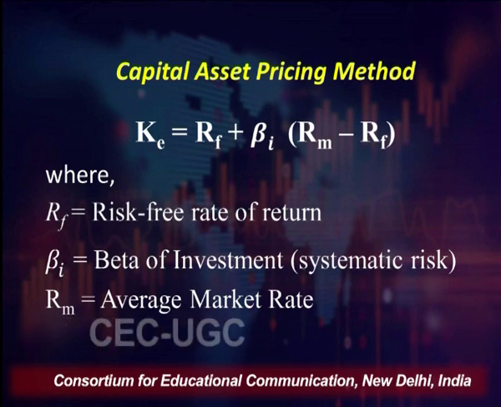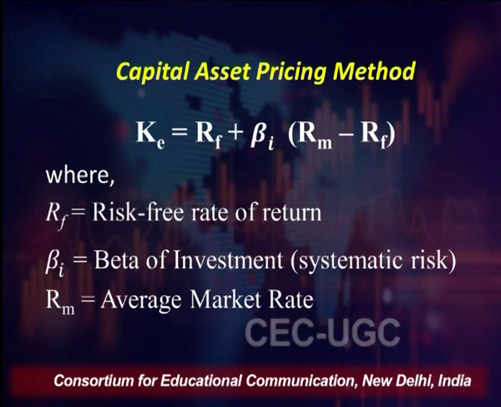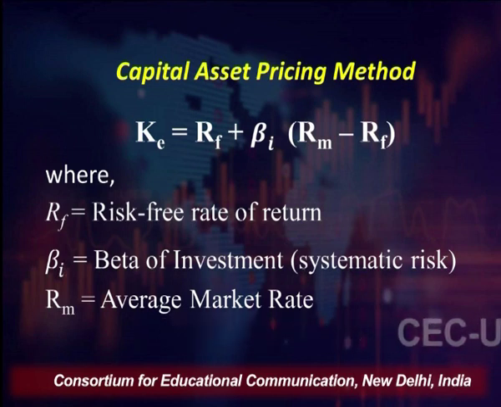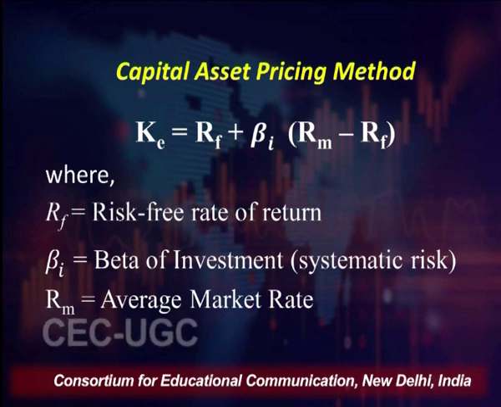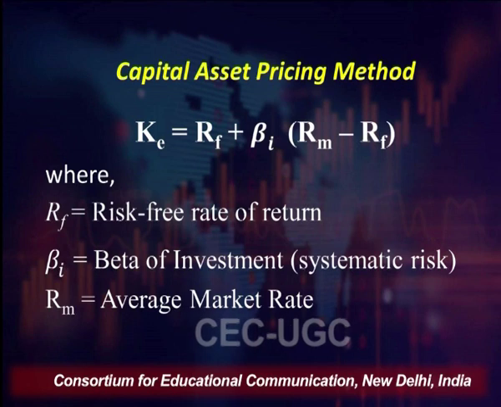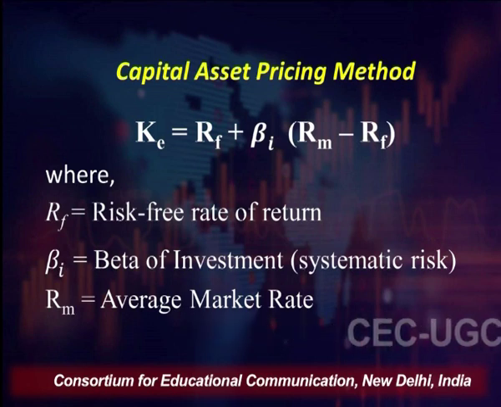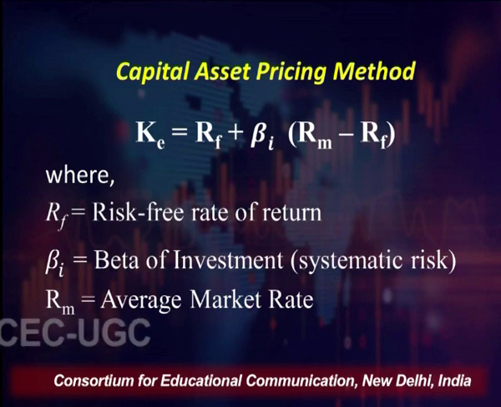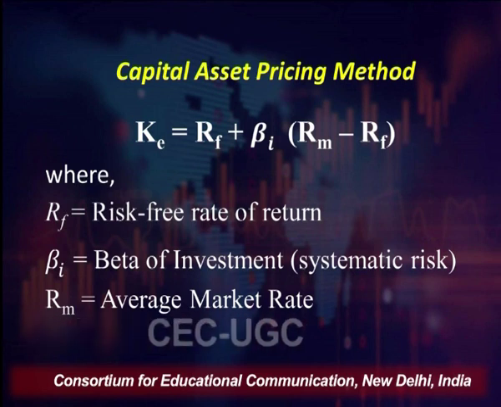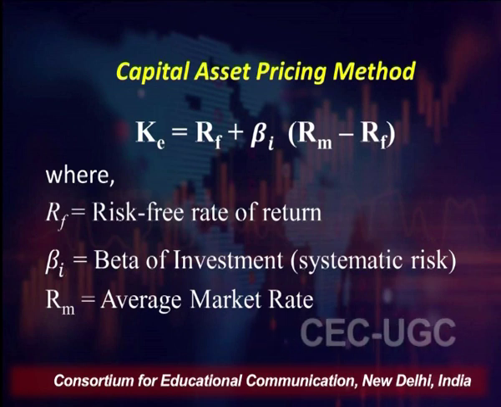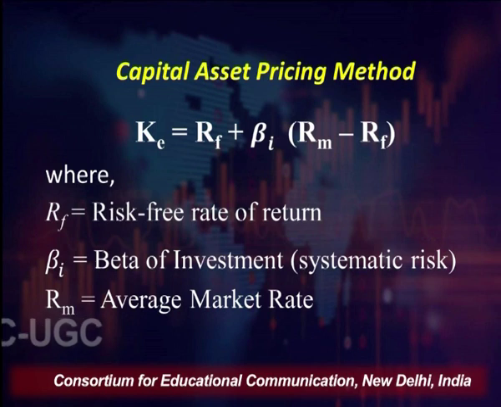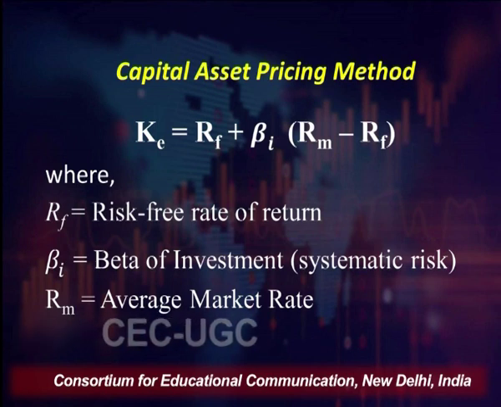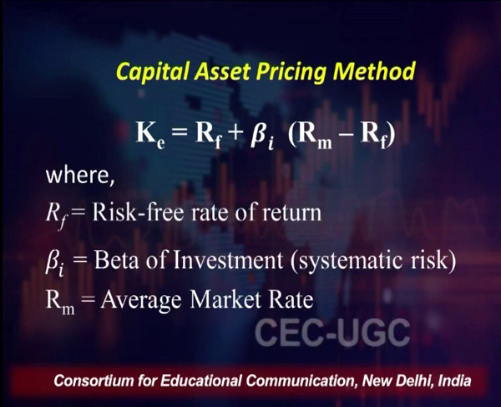In this case, we will have the basic risk free rate of return. This is the minimum rate of return that we are getting, plus beta. Beta is beta of investment here, that means it is a measure of systematic risk basically. The beta value has to be multiplied by RM, which means the return in the market, minus risk free rate. This RM minus RF can also be represented as risk premium.